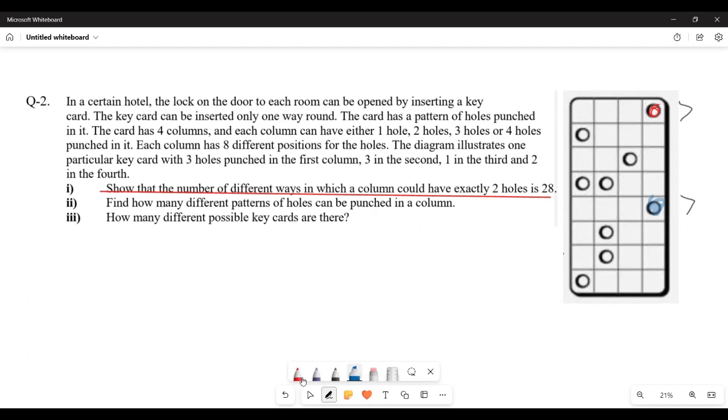Two holes should be punched out of the available spaces. How many spaces do we have? 1, 2, 3, 4, 5, 6, 7, 8. So 8 spots are available, and two need to be punched. How many combinations are possible? 8C2. So the answer for the first part is 8C2. So we have shown that there are 28 ways of punching two holes in a column of 8 spots.